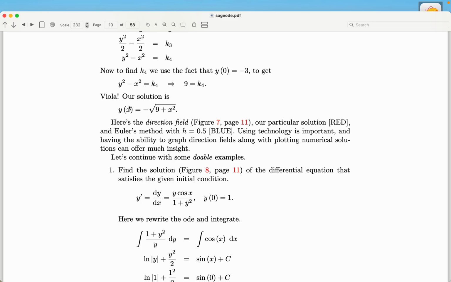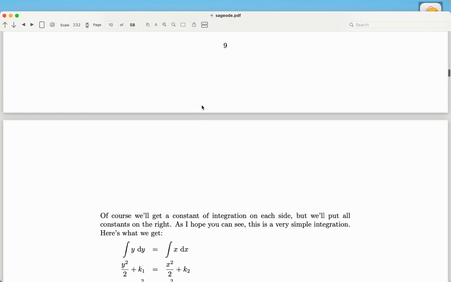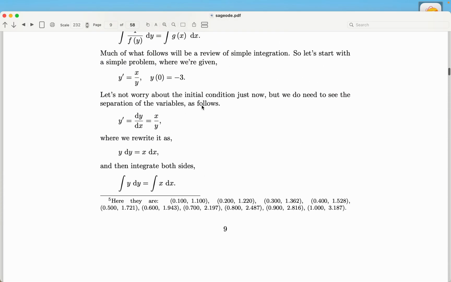Okay, so we went to the solution. We came up with this over here. It took some work, but it was basically a pretty easy integration problem. Figuring out the constant was also pretty easy. So what I want to do is talk about using software now. I'm going to graph the direction field, use Euler's method to graph a solution to that, and graph out the solution we found by integration.